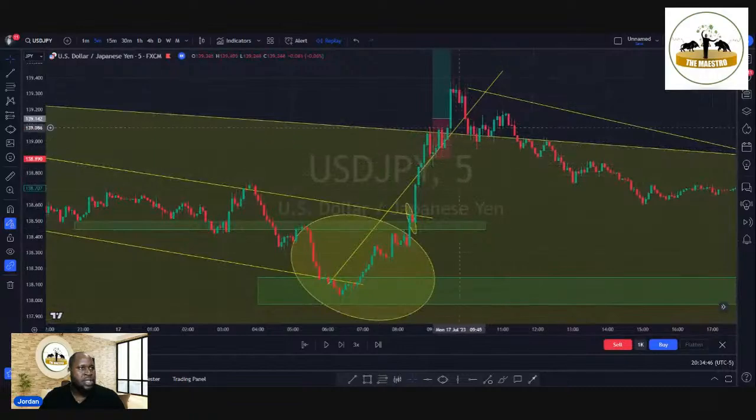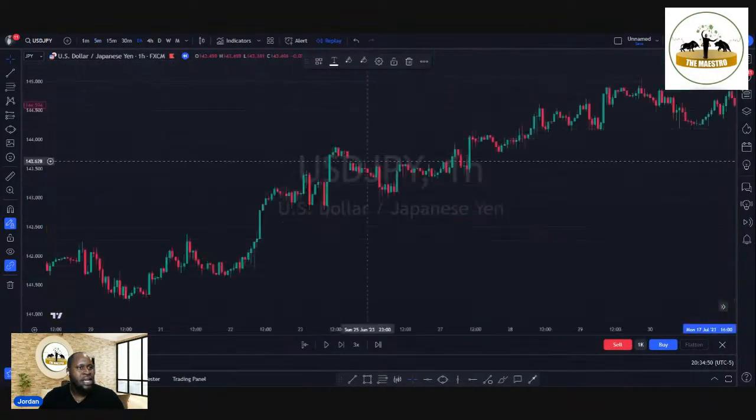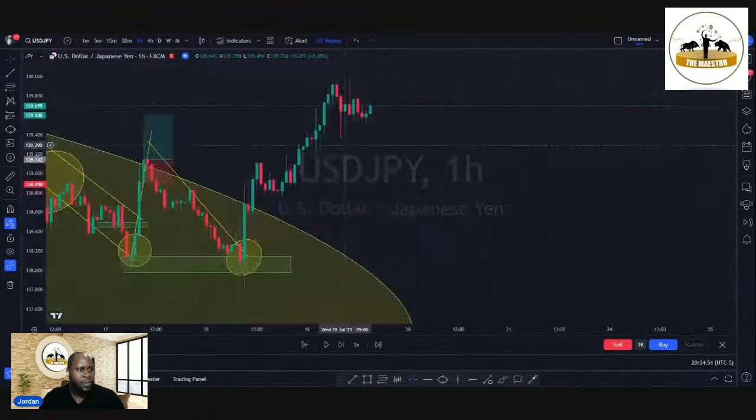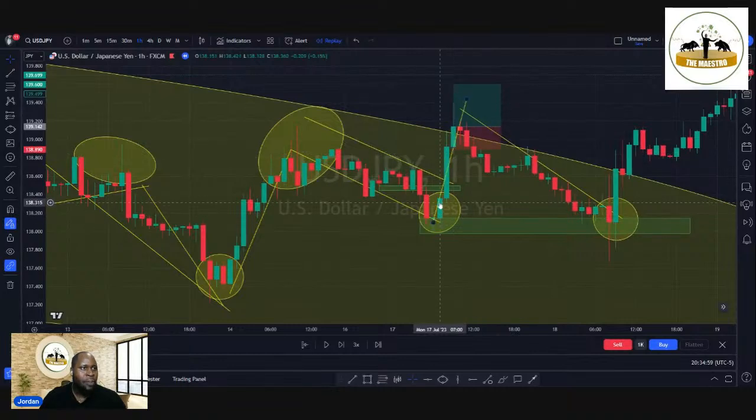Hold on, let me just extend this so it's big enough so I can see on the 1 hour. If I'm taking this on the 1 hour, then my stop loss, to be very honest with you, I'm waiting for the breaker structure. The breaker structure happens on this candle.